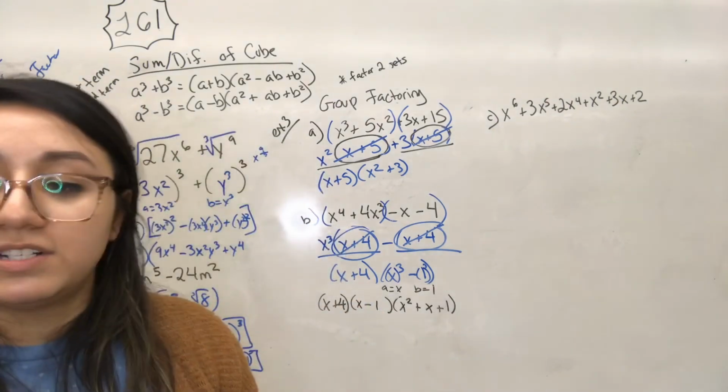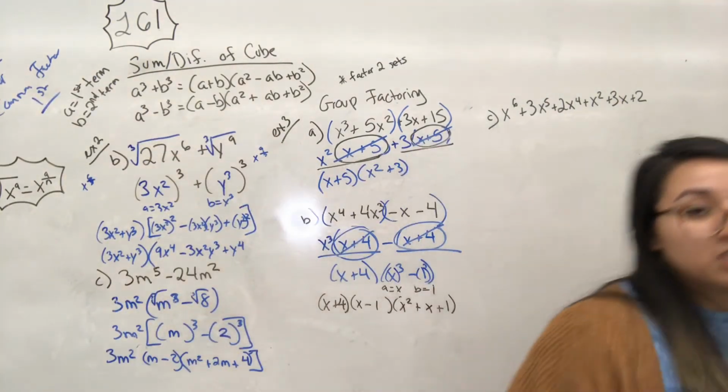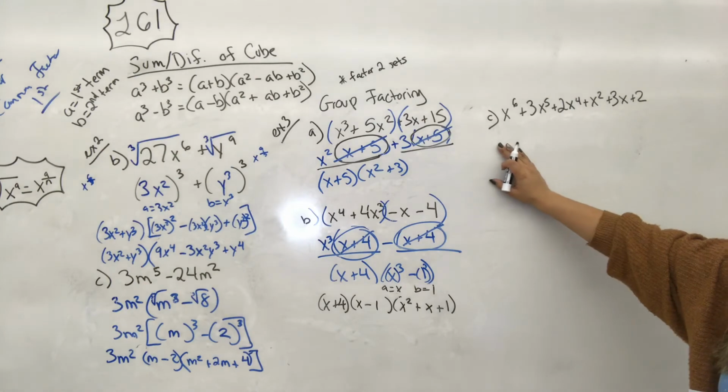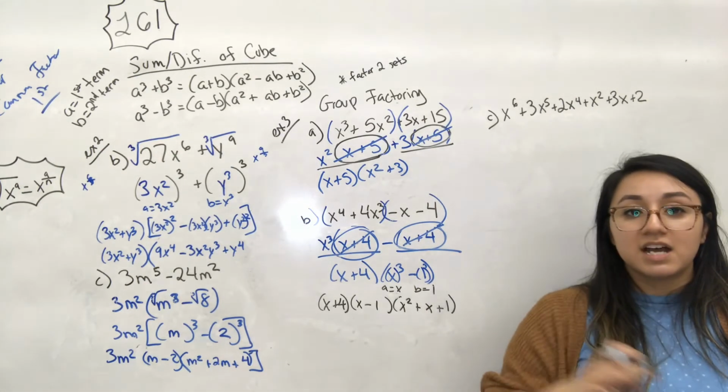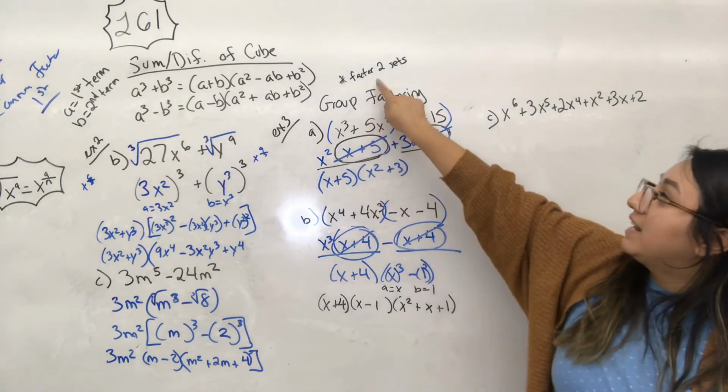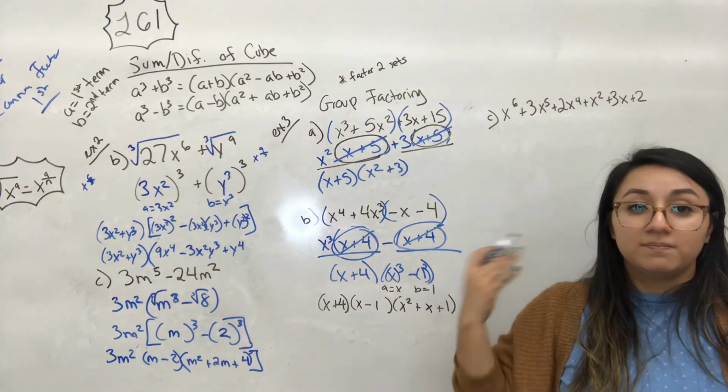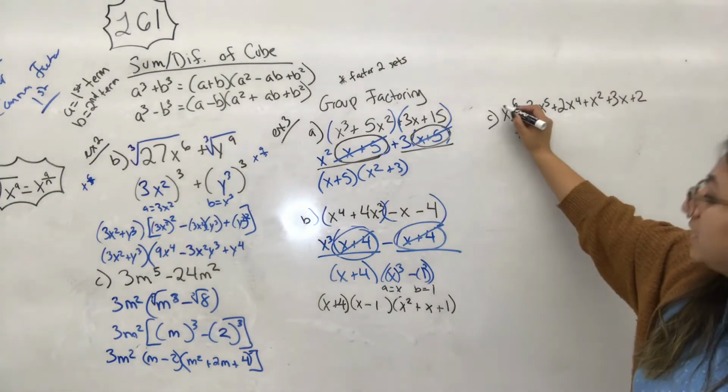One last one and we are done. Sorry, this is a little bit longer than usual, but see. 1, 2, 3, 4, 5, 6. We have 6 different terms there. We have to divide it and factor into 2 sets. So divide 6 by 2, you get groups of 3.